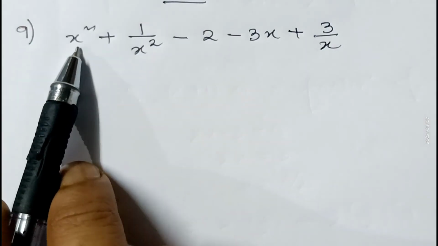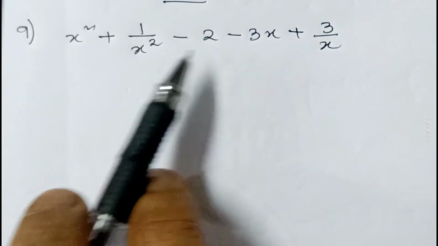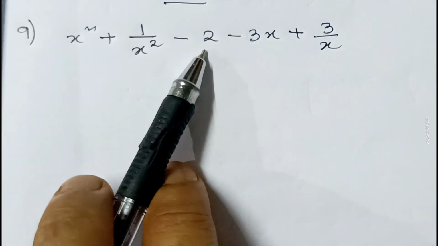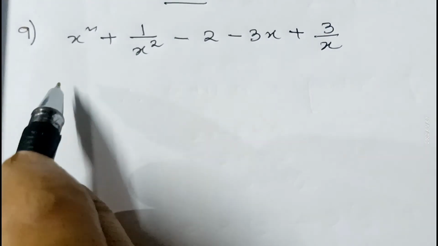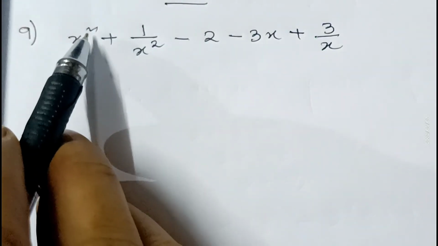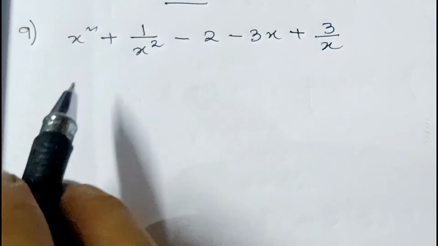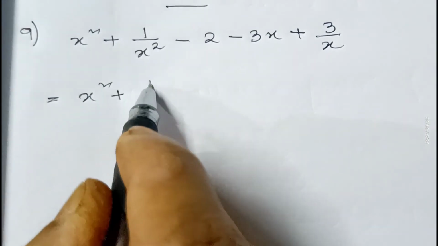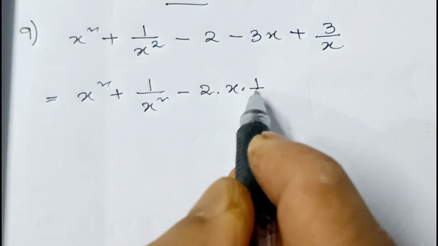If you see the question, x square plus 1 by x square minus 2 minus 3x plus 3 by x. Now here nothing can be taken common, since you cannot take anything common from this or this. From here though you can take x common, but it won't be helpful. So we are going to change this part in the form of a minus b whole square formula, because we know a square plus b square minus twice ab will be a minus b whole square. So instead of this part, we can write x square plus 1 by x square minus twice a into b.